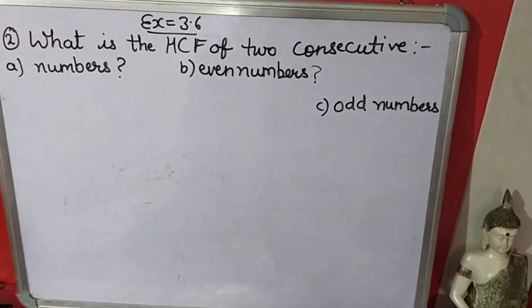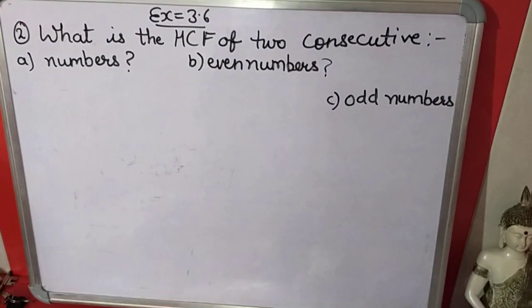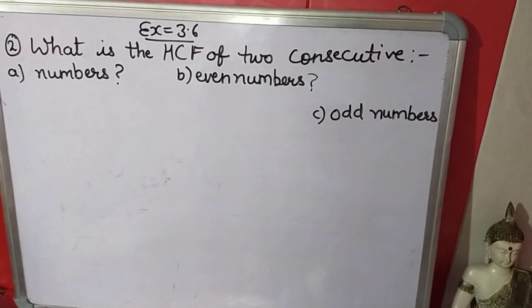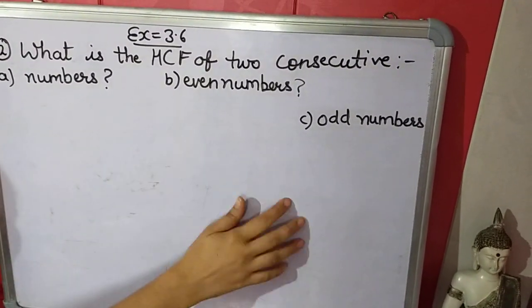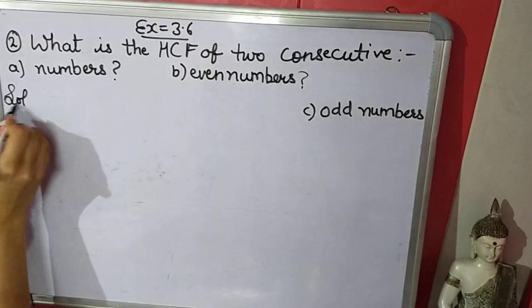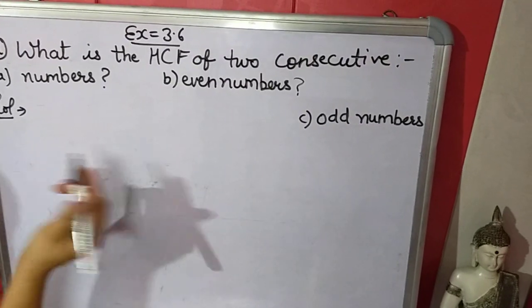Good morning, students. We will start the second question of exercise 3.6. What is the HCF of two consecutive numbers? So we will take one example of each type of part, and we will solve it. First, if we take two consecutive numbers, what will be the HCF? So we will take any two consecutive numbers.